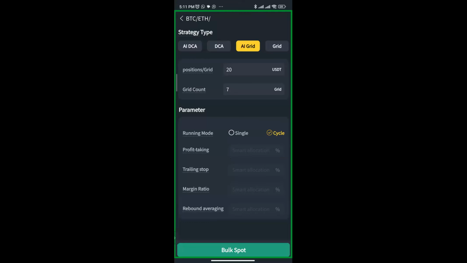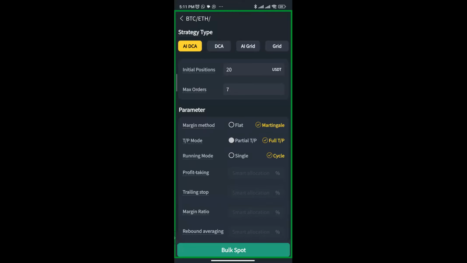So let's tap on AI DCA. Then you see this is automated. You don't need to touch any other thing. Once you set it up this way, with your $5,000, the AI will trade for you. You just tap on bulk, then tap on bulk spot. Then the trading starts. That's the number one method. You see, this is fully automated. That's number one. What's the second method?